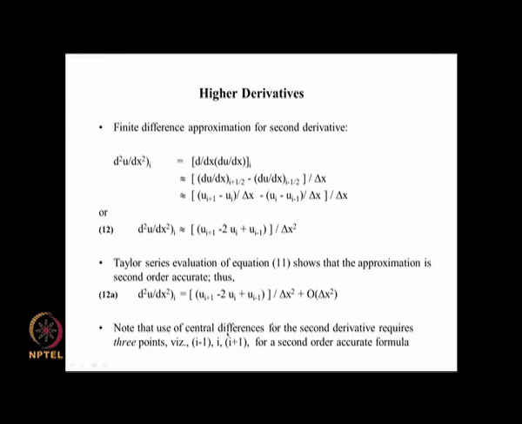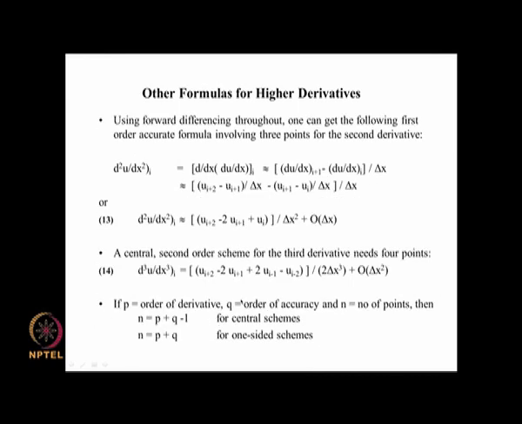And what we would like to point out here is that this central difference approximation for the second derivative requires 3 points, that is the evaluation of u at i-1, i and i+1, whereas for the first derivative, central difference required u_{i+1} and u_{i-1}, only 2 neighboring values. Okay. So, we can also have other formulas for higher derivatives. It is not necessarily that this is the only way.